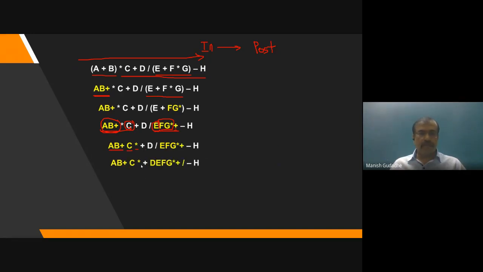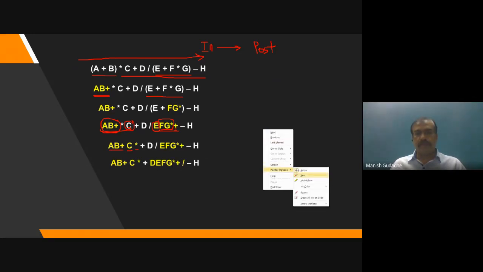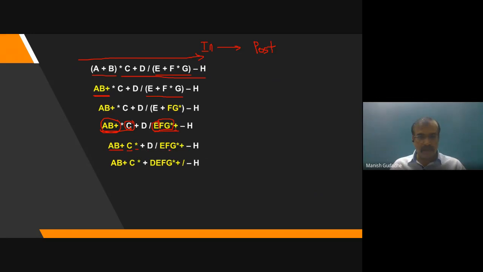Now plus D. What will be next? So plus and division are coming together. Then division will be given a priority. So the expression will be reduced in this way. This part will be resolved before the plus symbol, because of the priority of division. So this becomes the first operand. Let us name this as X. Name this as Y. So what is remaining? X plus Y minus H.